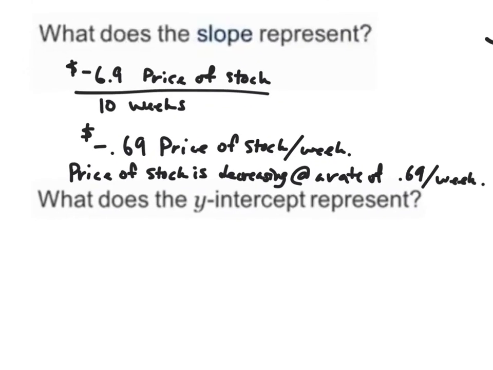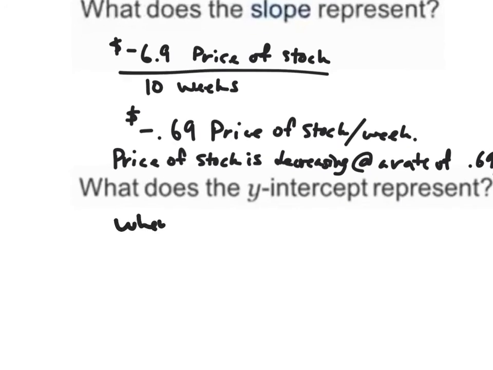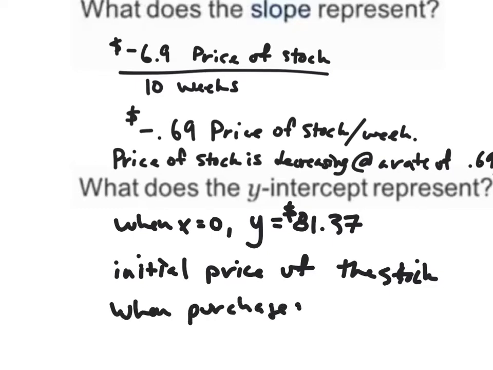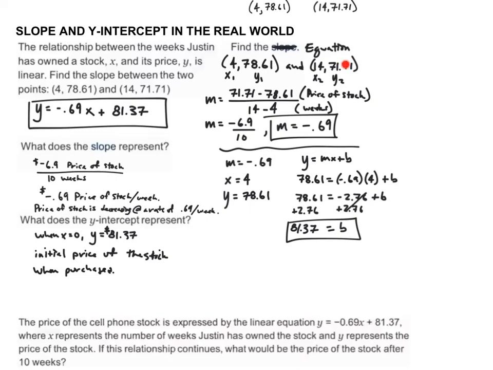What is the y-intercept? The y-intercept was 81.37. So when x equals 0, y equals $81.37. And what this represents is the initial price of the stock when purchased. So when Justin bought this stock, it cost $81.37. Now after 14 weeks, Justin's lost quite a bit of money. He's lost almost $10.